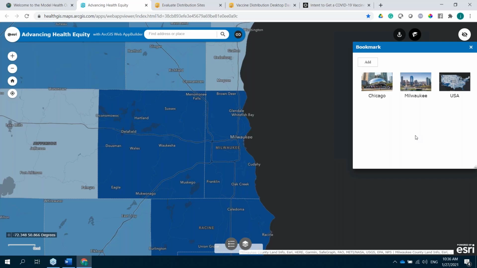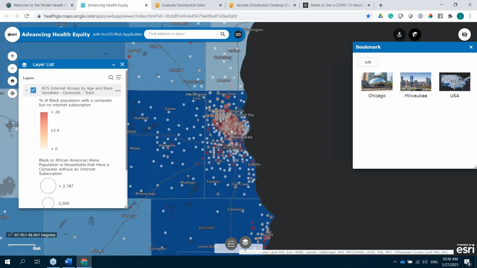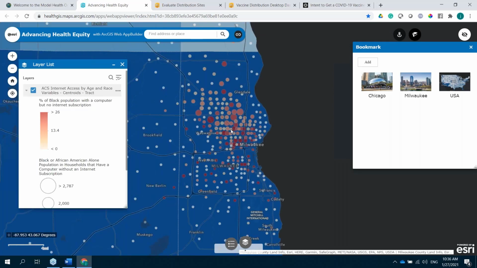And here is where geography can help us. Here, for example, I am pulling a layer from the Living Atlas of the World. And you can see in dark circles areas where more than 26% of the Black population don't have access to internet at home. This could be key information when it comes to effective communication from health departments.